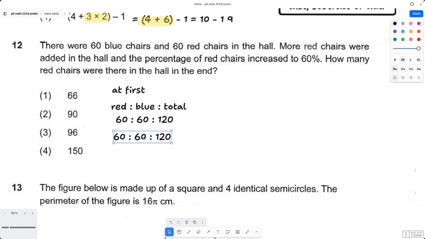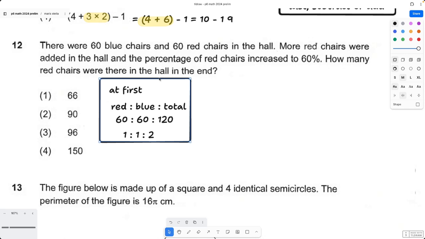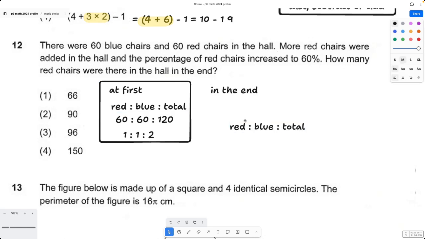So that means this is basically 1 is to 1 is to 2. Pretty straightforward, right? Nothing new. Okay, so now in the end, we have red and blue again, but this time red has become 60%. So 60%, that means blue is 40%. And then total will be 100%.